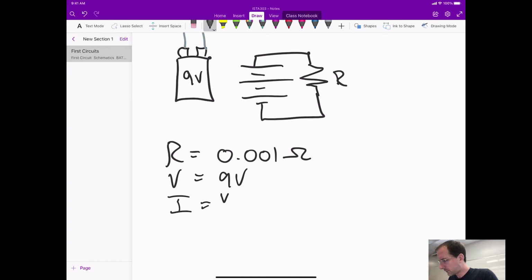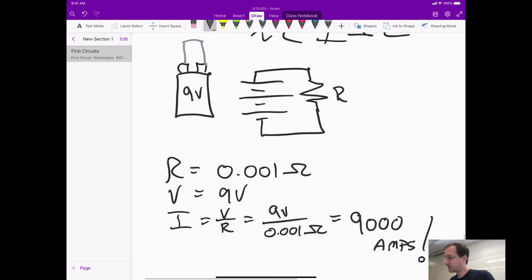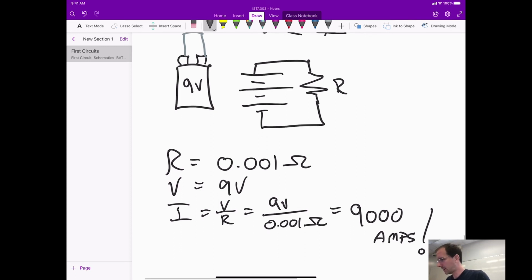Well, it's going to be equal to the voltage over the resistance, which in this case is going to be equal to 9 volts over a very tiny number. And of course, that means that we're going to generate an absolutely enormous current, probably very briefly, because the wire is either going to melt, or your hands are going to melt, or some other terrible thing is going to happen. And so that's why we don't short things out.